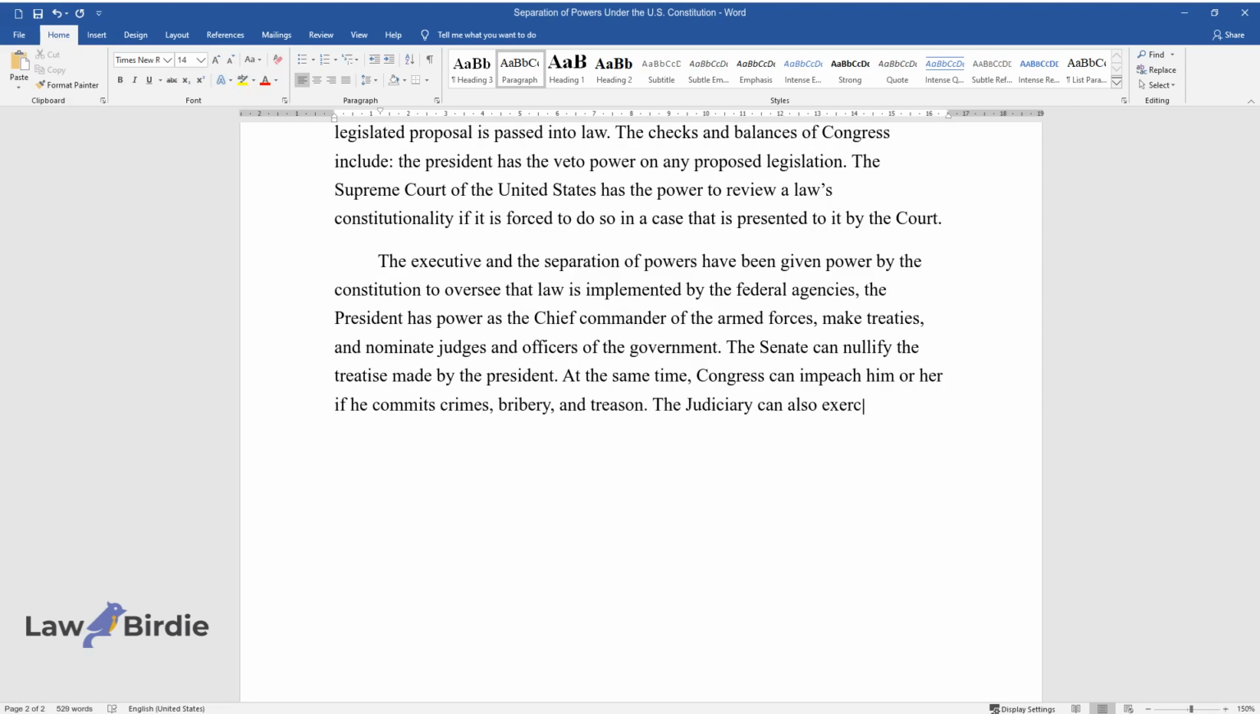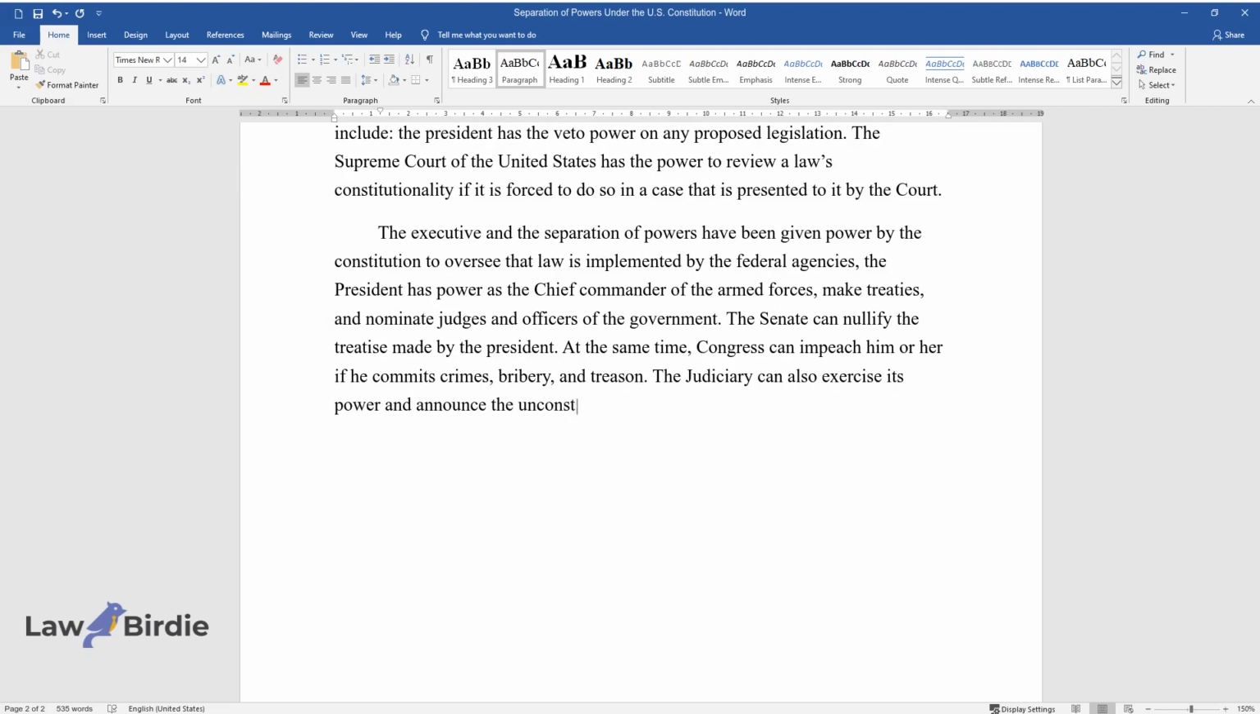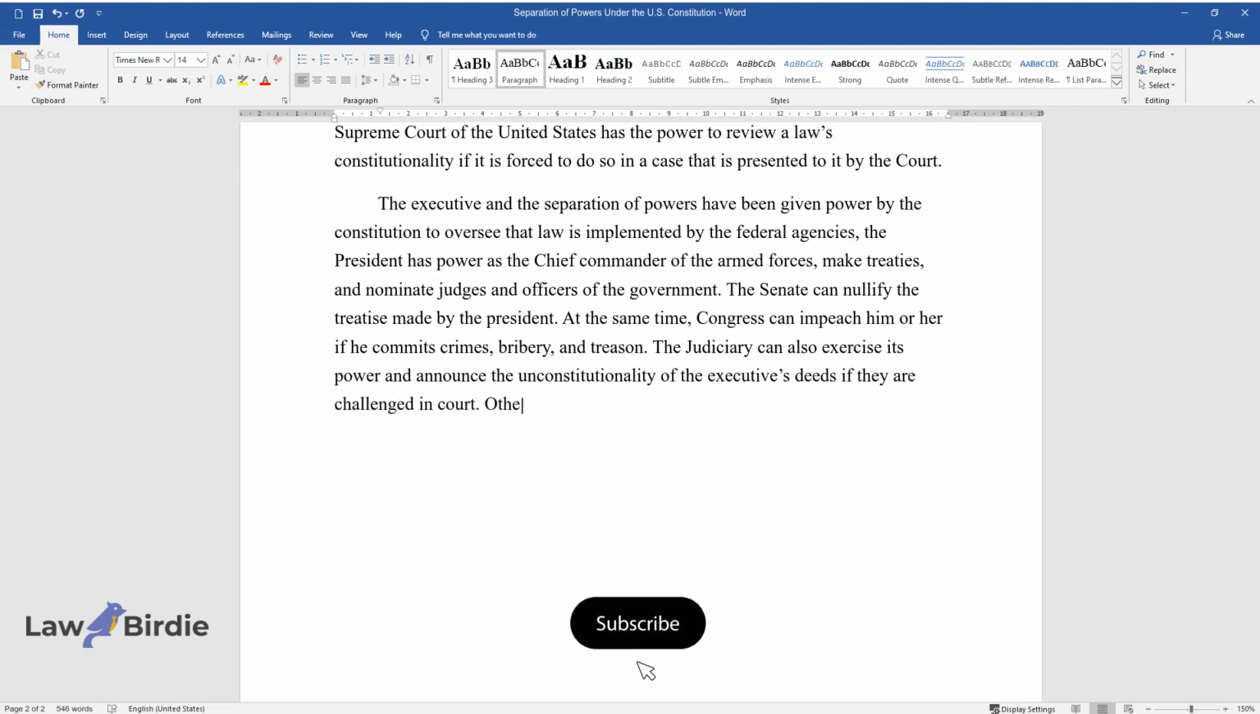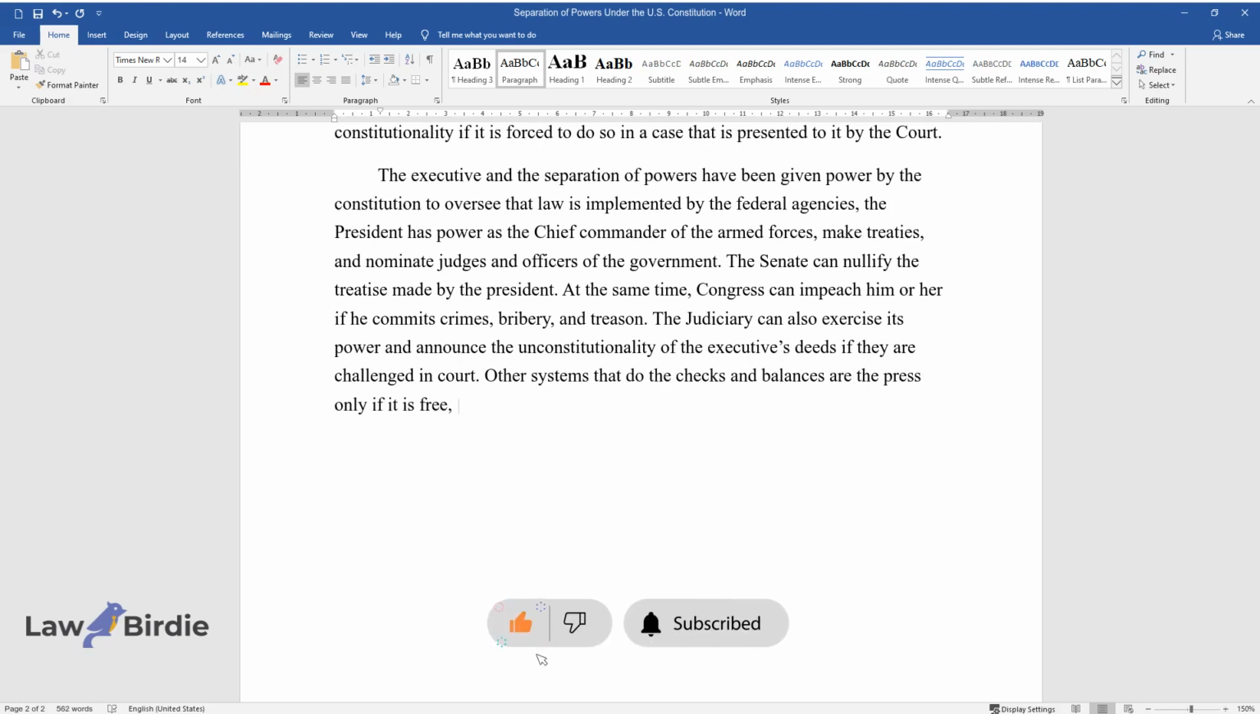The judiciary can also exercise its power and announce the unconstitutionality of the executive's deeds if they are challenged in court. Other systems that do the checks and balances are the press only if it is free, the non-governmental organizations, and the citizens.